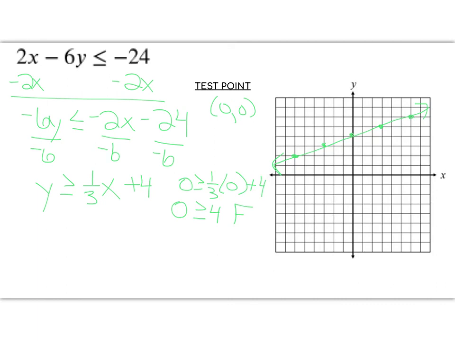When I plug it in, I got 0 was greater than or equal to 4. That is a false statement. So 0, 0 is not on the side of the solution. That means I need to shade the other way, and that is how that linear inequality is graphed.